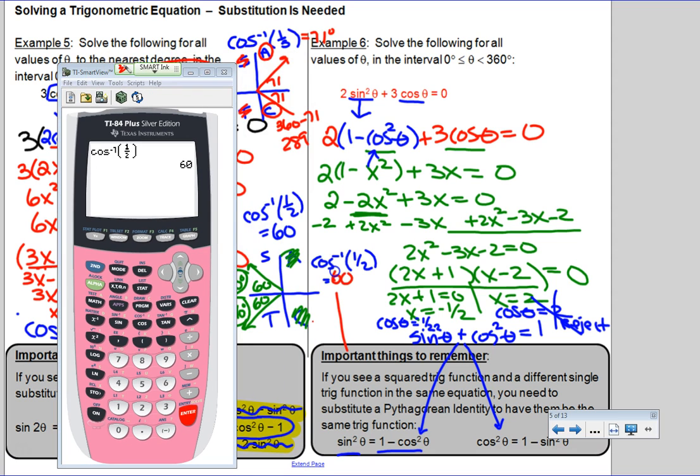So then I'm going to make my ASTC chart. And I need to know where it is a negative a half. So it's going to be negative value for cosine, not here and not here. So 60 here, and then it's going to be negative in there. So in the second quadrant, that's going to be 180 minus 60, which is 120 degrees. And I'll put the answer up here. That was quadrant number 2. And quadrant number 3 is going to be 180 plus 60, which is 240.